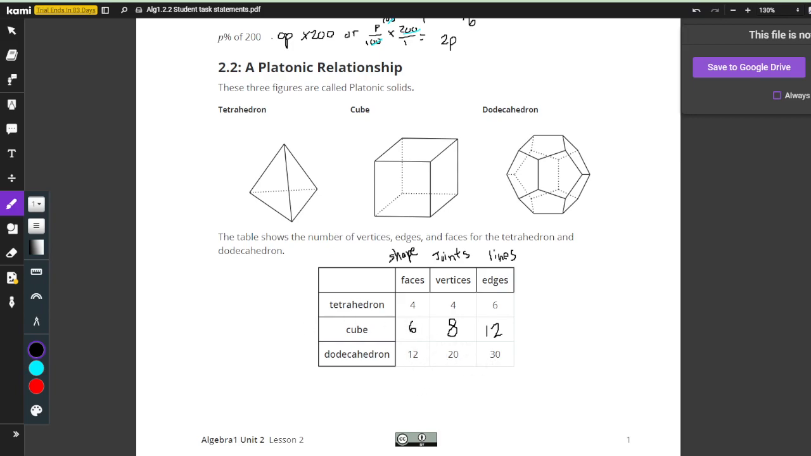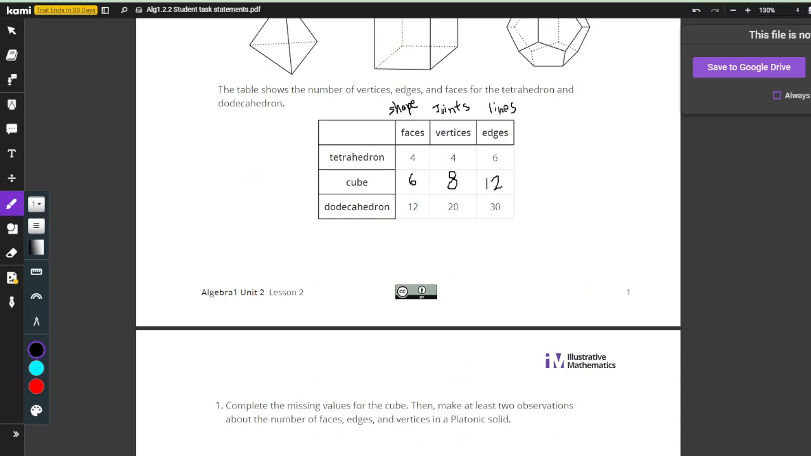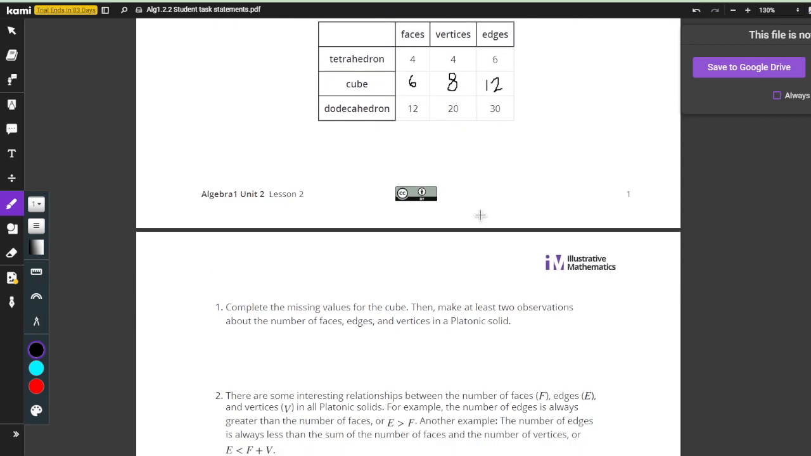Okay. So now, what are my two observations? Complete the missing values of the cube, then make at least two observations about the number of faces and vertices. We can take a look at those things. What are my observations? We know that edges is the highest. So we know that the edges are the most. We know that the edges are greater than the faces and vertices.